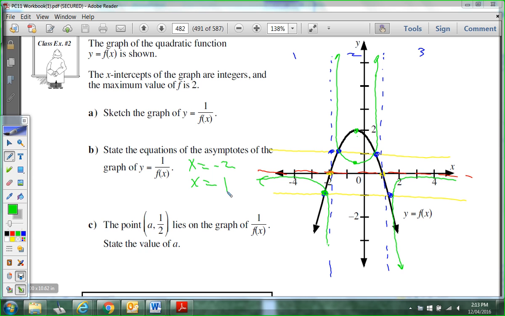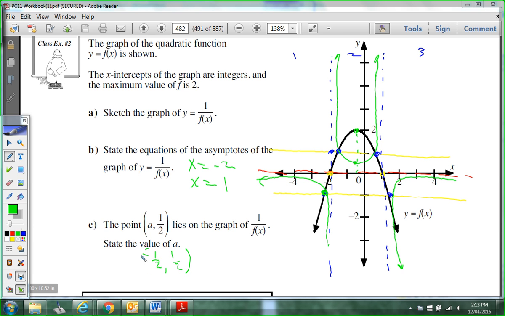The point (a, 1/2) lies on the graph of 1 over f of x. State the value of a. It looks like a was negative 1/2, but the way you can do that is you can solve. So it's asking where this is, and essentially it's at negative 1/2.